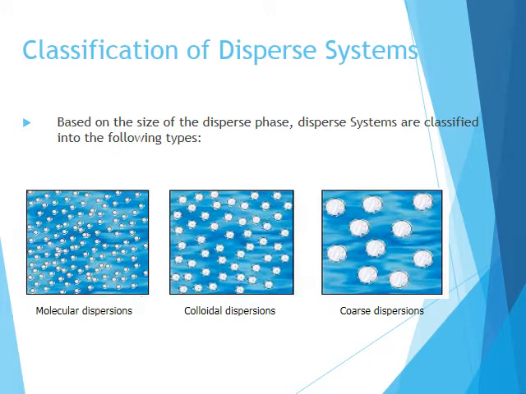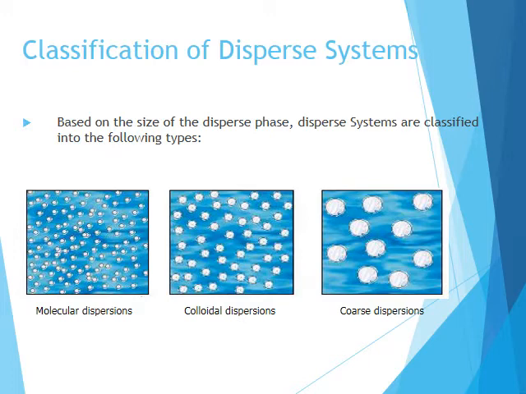The molecular dispersion is the system in which the disperse phase is in the form of molecules dispersed in the dispersion medium. So here we have the smallest particle size compared to the other disperse systems. The second one is the colloidal dispersions. We have a larger particle size compared to the molecular dispersions, but it's still smaller than that of the coarse dispersions. Now, the emulsions, generally speaking, fall within the coarse dispersions.